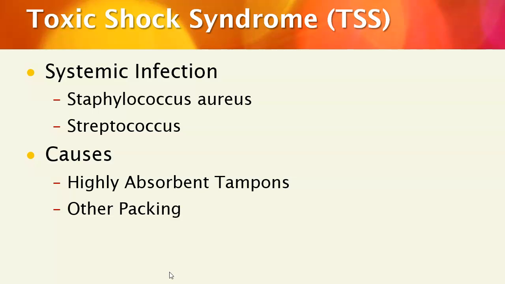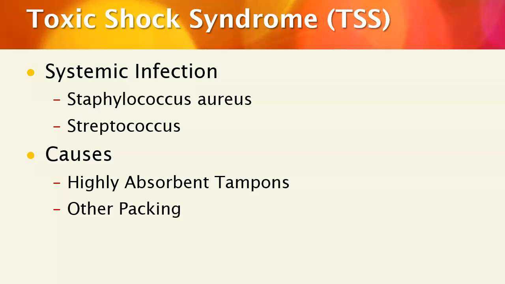All right, I do want to talk about toxic shock syndrome. Toxic shock syndrome is a systemic infection that will either be Staphylococcus or Streptococcus as the invading organism. Most commonly, what you're going to see this as, it's going to be with those highly absorbent tampons.